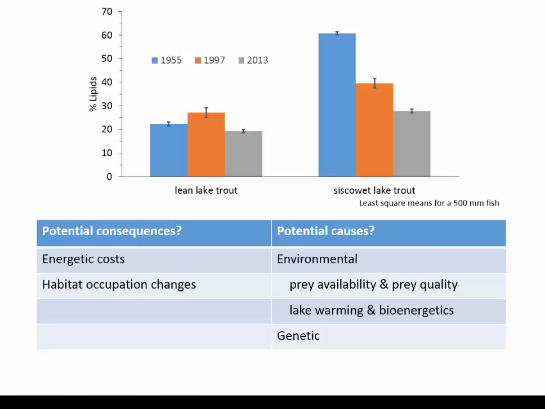A summary of the percent lipids, so just so you can get a sense of the magnitude. This is for a 500 millimeter fish based on the regression relationship between lipids and length. And I want to ask a couple questions here. What are the potential consequences now that fats aren't as fat as they used to be? And then I'm going to talk a little bit about what maybe the potential causes are. And those are probably more questions than I'm going to provide answers.